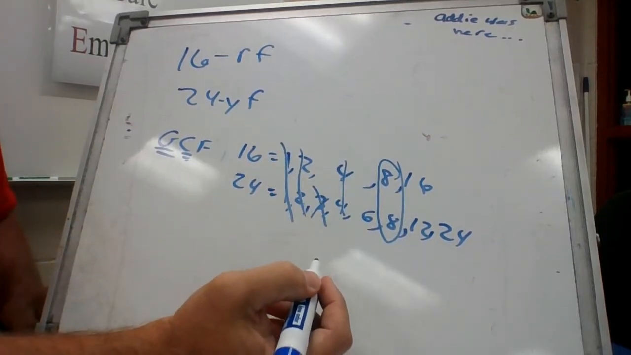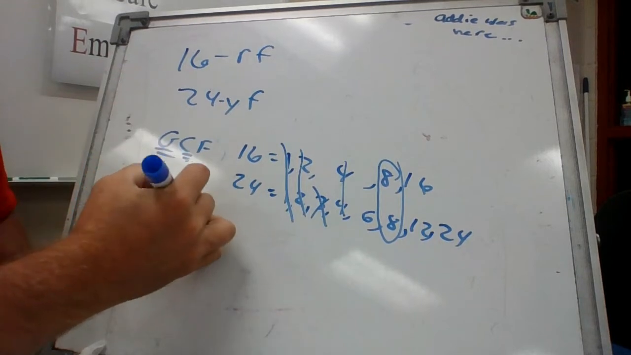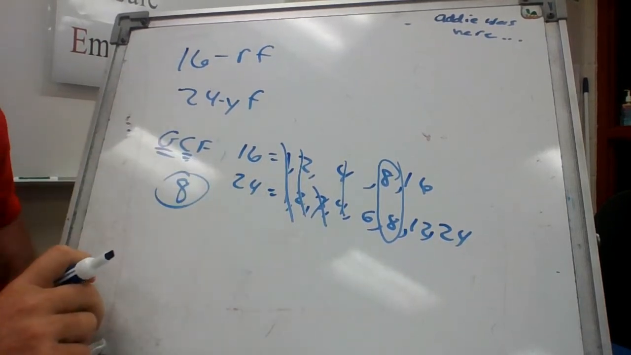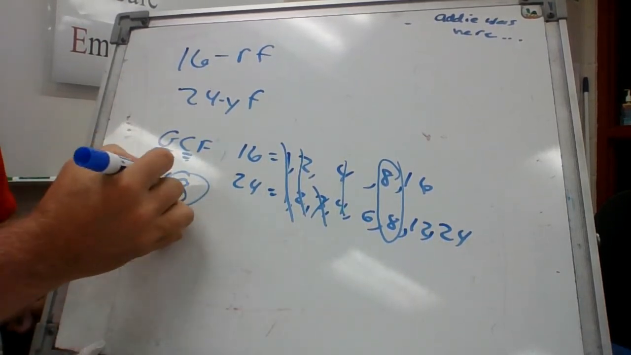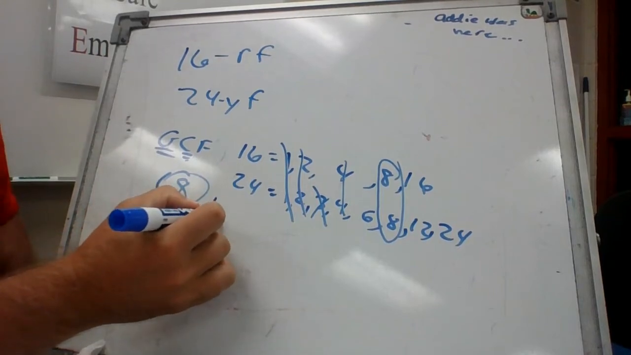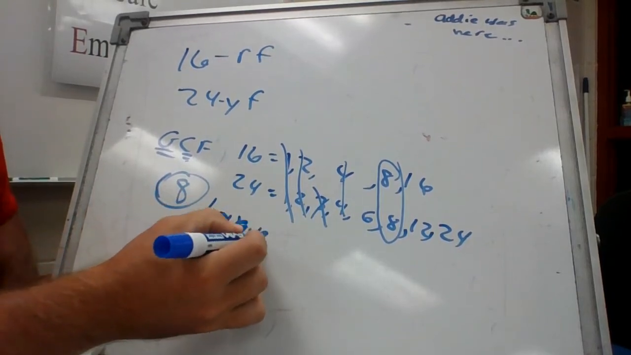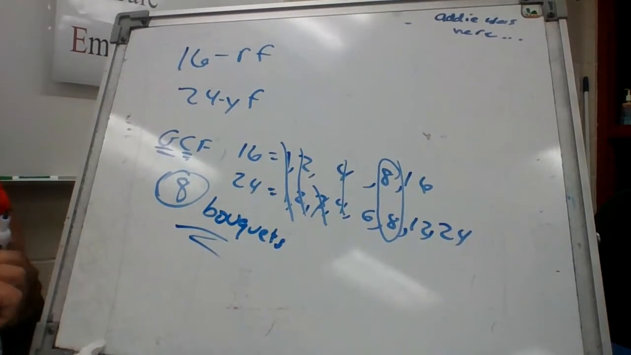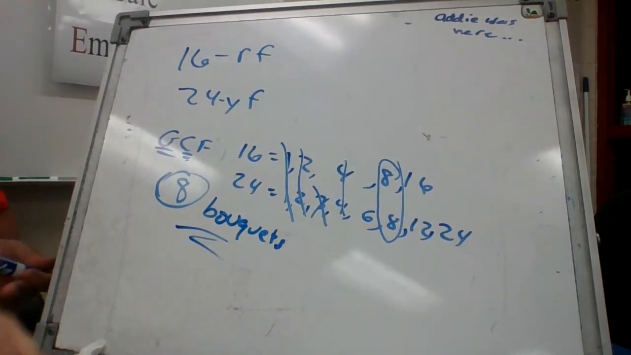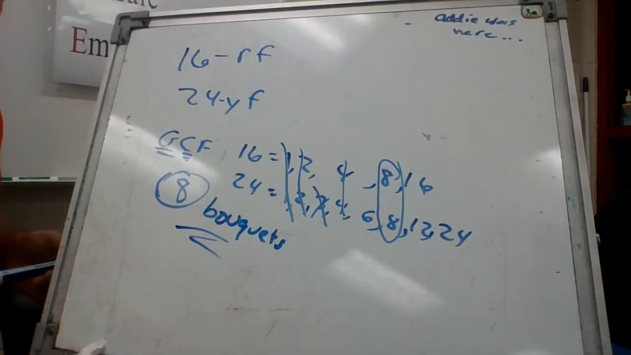So 8 is the greatest common factor. So 8 bouquets. 8 bouquets. So that's number 1. Any questions, let me know, guys.